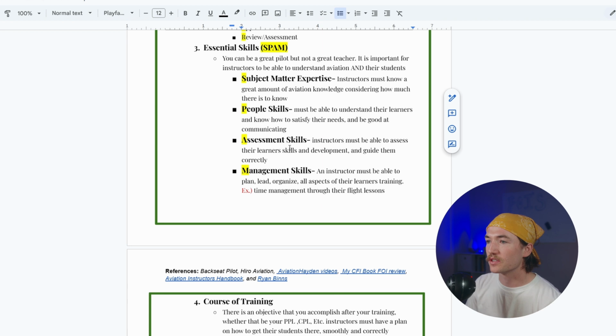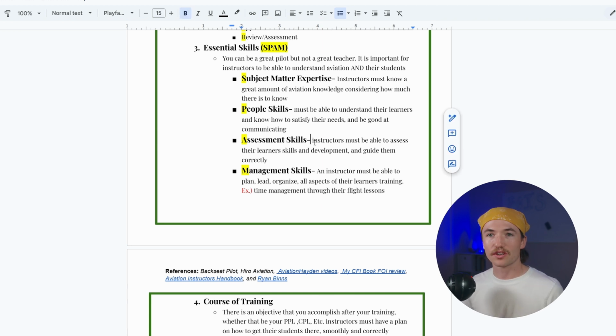And then we have A for assessment skills. So if you can't assess your learner, then there's a couple things that could go wrong, right? Instructors must be able to assess their learners' skills and development and guide them correctly. Two options. Say you assess your student before they go solo, and you're bad at assessing them. You don't really know how to do it. So you hold on to your student before they go solo for hours and hours, or vice versa. You send your student solo way too early because you're having trouble figuring out an assessment of their skills, like where they are supposed to be at.